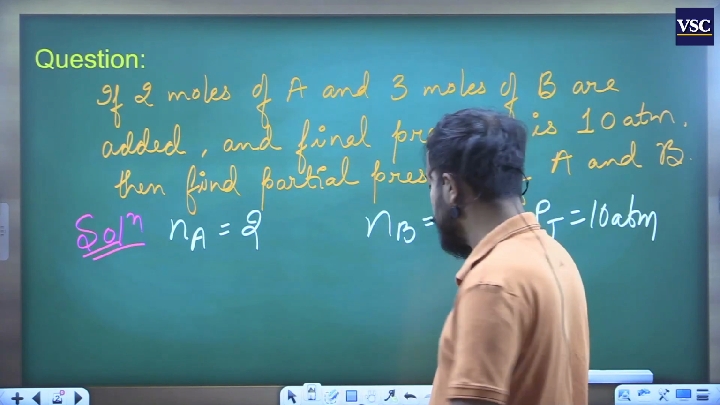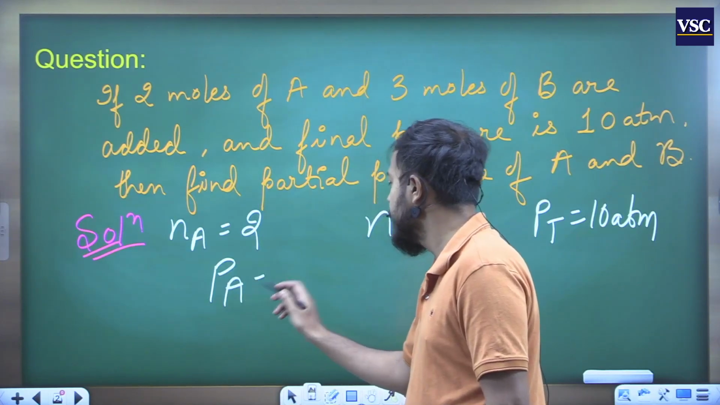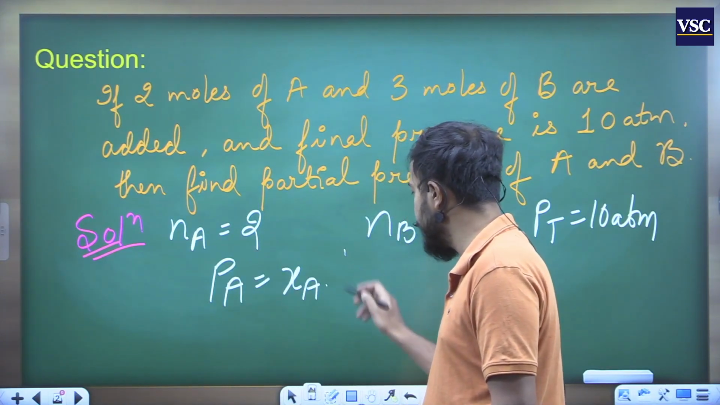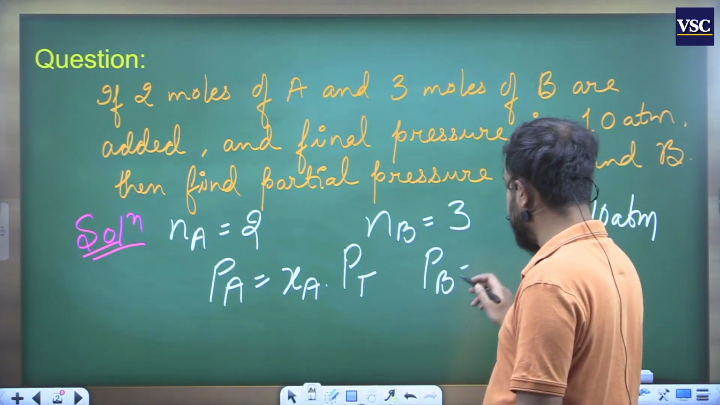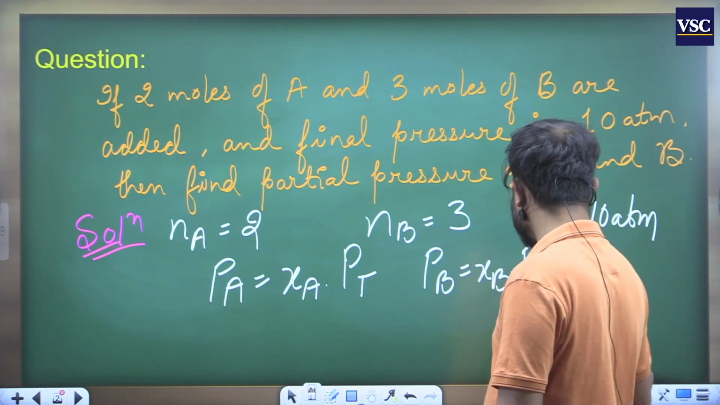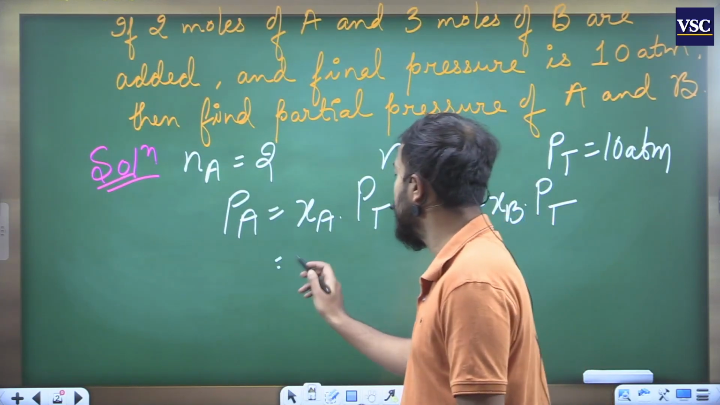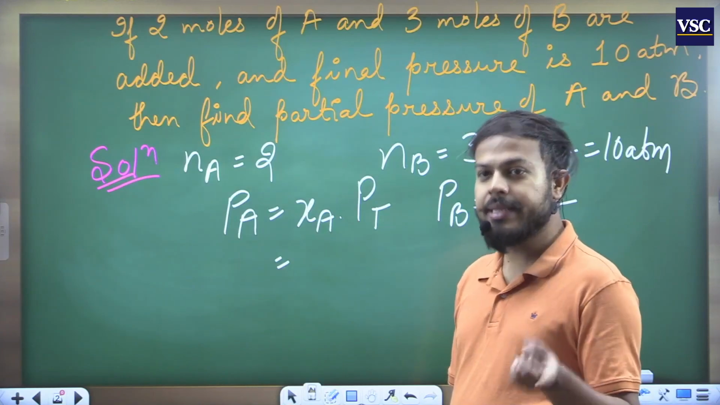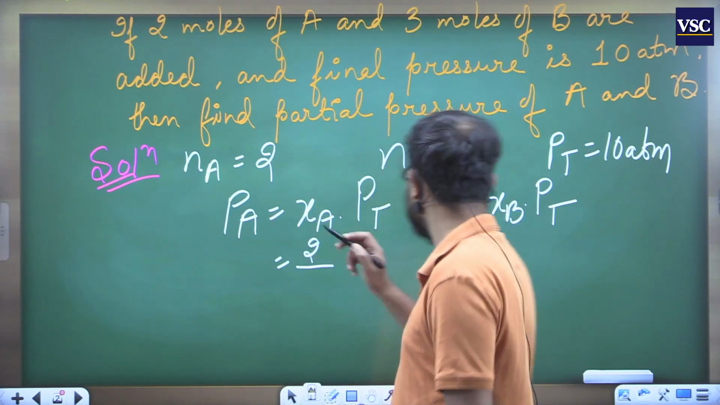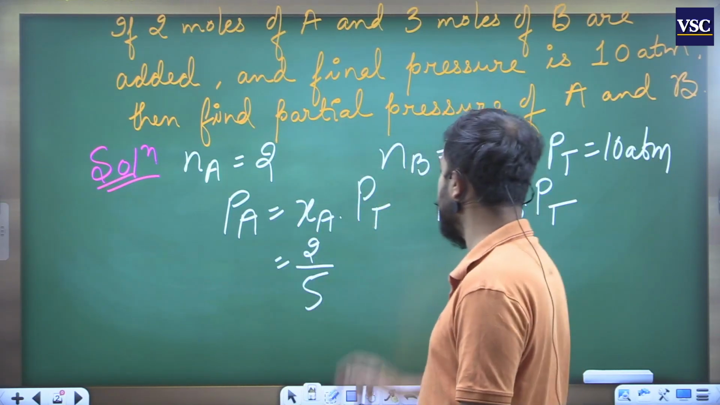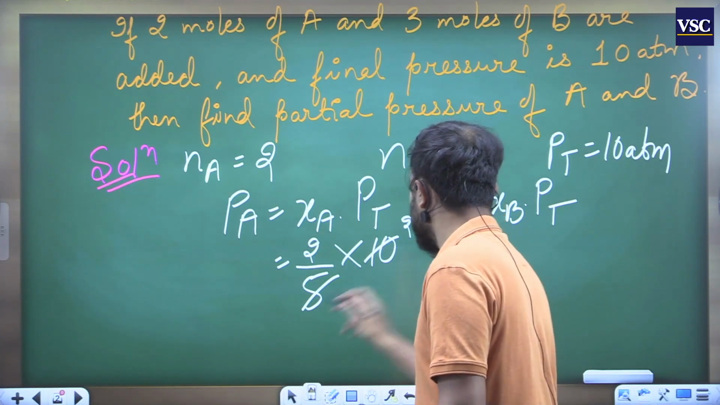Quite an easy question. You just have to apply the formula over here. What is the formula of partial pressure of A? Multiply its mole fraction with P total. Similarly for B, multiply its mole fraction with P total. Let's solve that. How to find the mole fraction? Divide the moles of gas A by total moles. How many moles do you have? 2. Total moles 3 plus 2, 5, and total pressure is 10. Okay, just cut it. How much did you get?